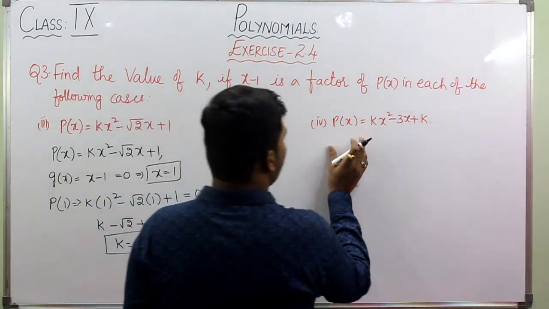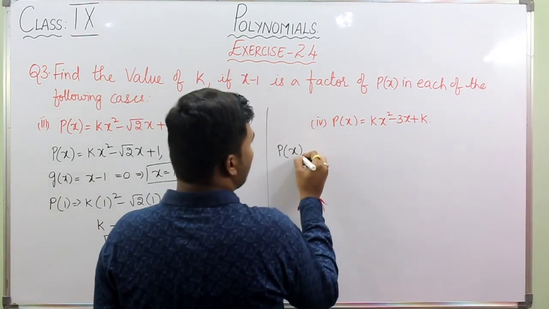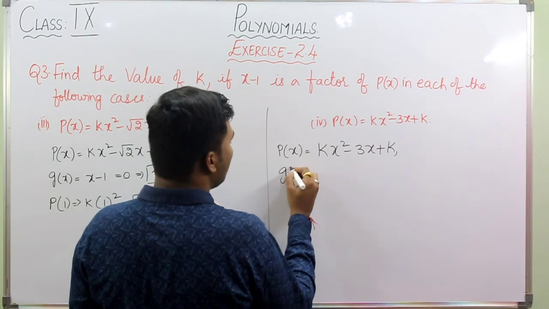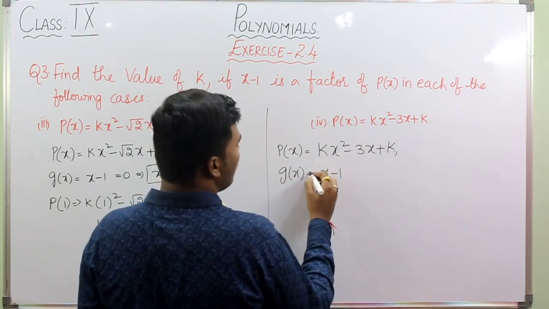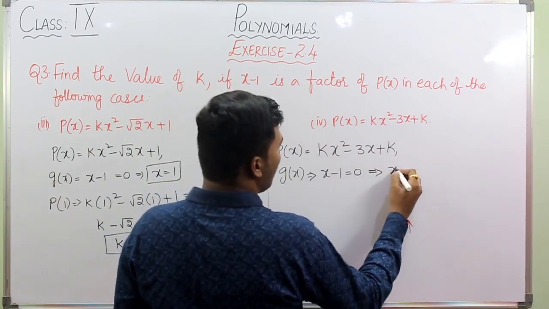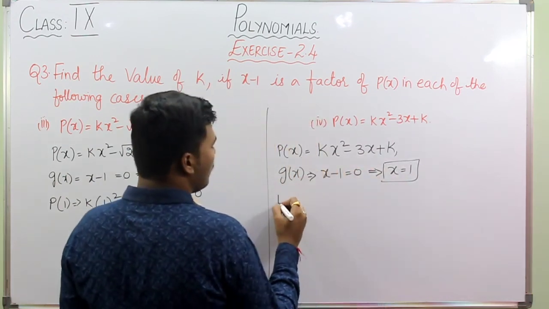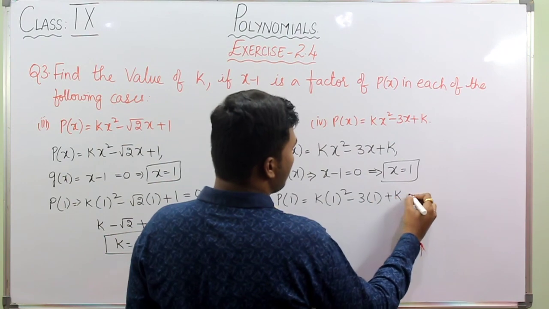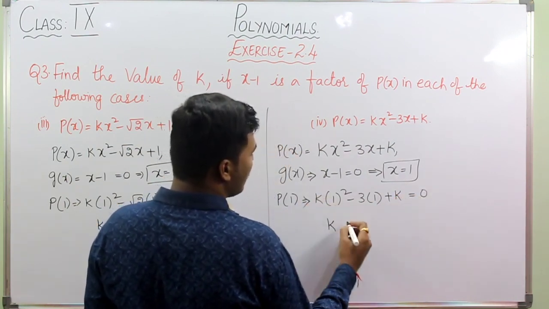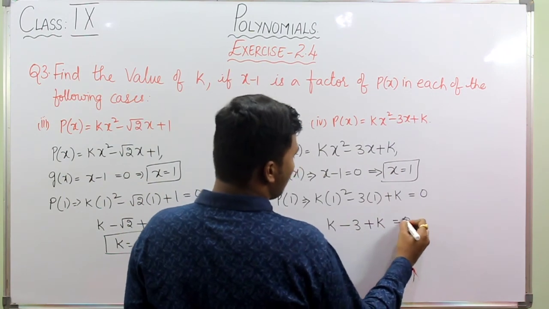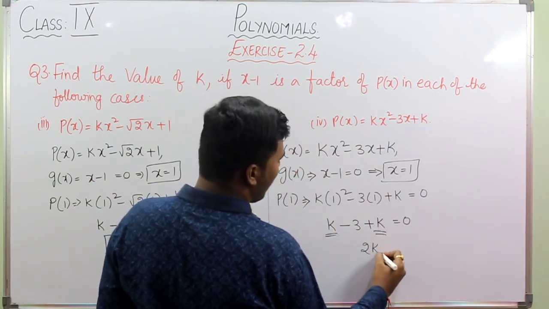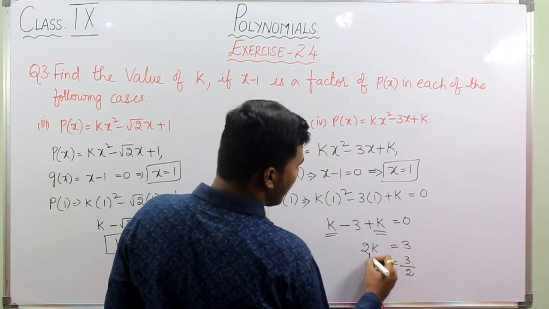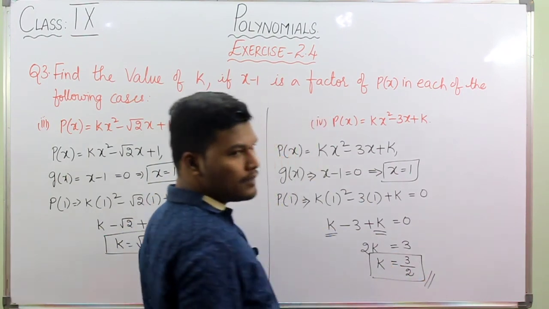And now next bit is p of x is equal to k x square minus 3x plus k. What is g of x here? g of x is x minus 1, which is equal to 0. Then this will become x is equal to 1, right? Now p of 1, which is equal to k into 1 square minus 3 into 1 plus k is equal to 0. Then it will become k minus 3 plus k is equal to 0. k plus k will become 2k is equal to 3, shifting that side, plus 3. So from that k is equal to 3 divided by 2. So therefore the value of k here is 3 by 2.